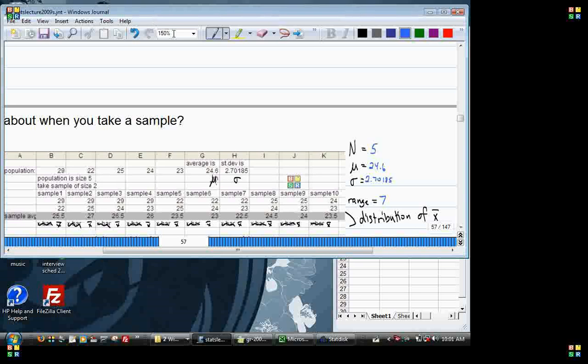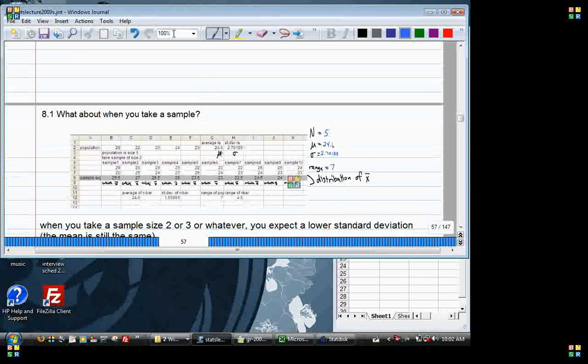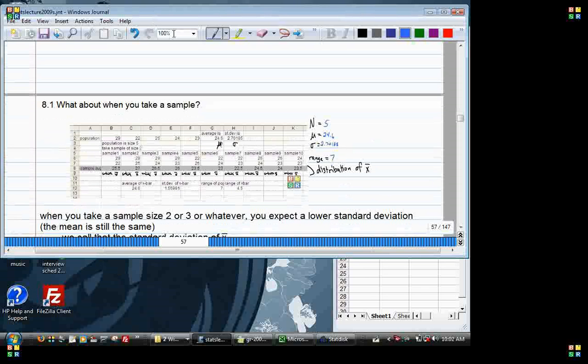This idea has a name and a formula, but I want to make sure you understand the idea first and why the idea makes sense. So, when you take a sample size 2 or 3 or whatever, you expect a lower standard deviation, but the mean you still expect to be the same. And this is what we just talked about.